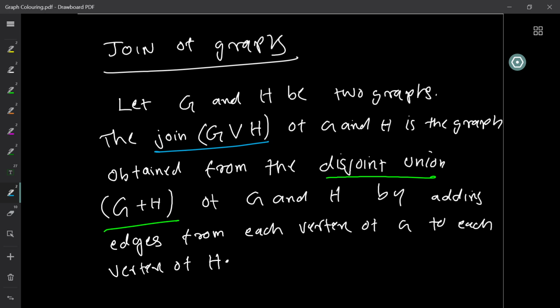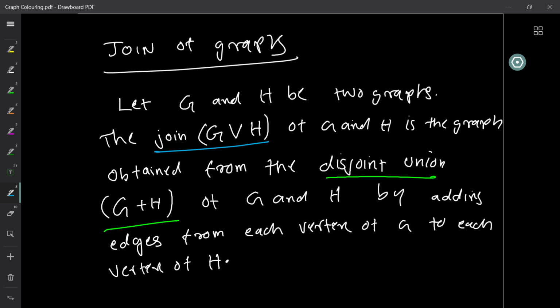A small digression from what we were doing, so that you can think about something related to coloring before we go further. I want to introduce some operations on graphs. There are three operations that I am going to define now. The first one is what is called the join of graphs. So what is the join of graphs?